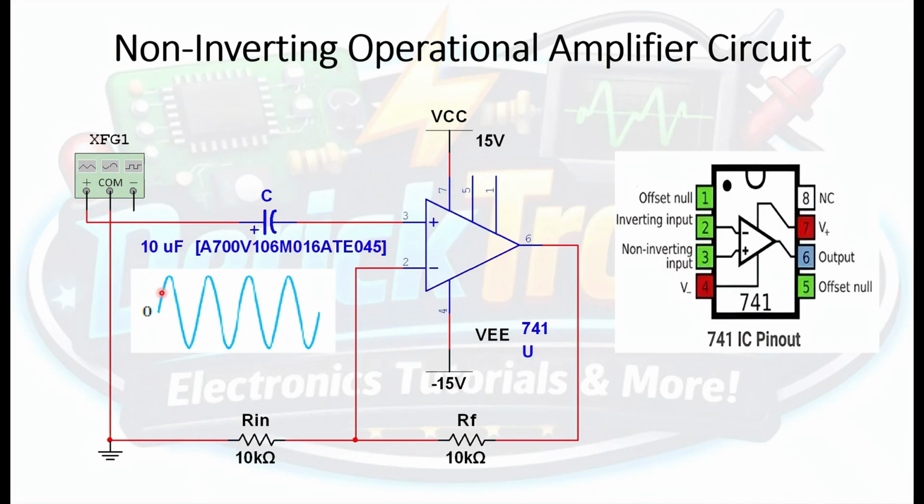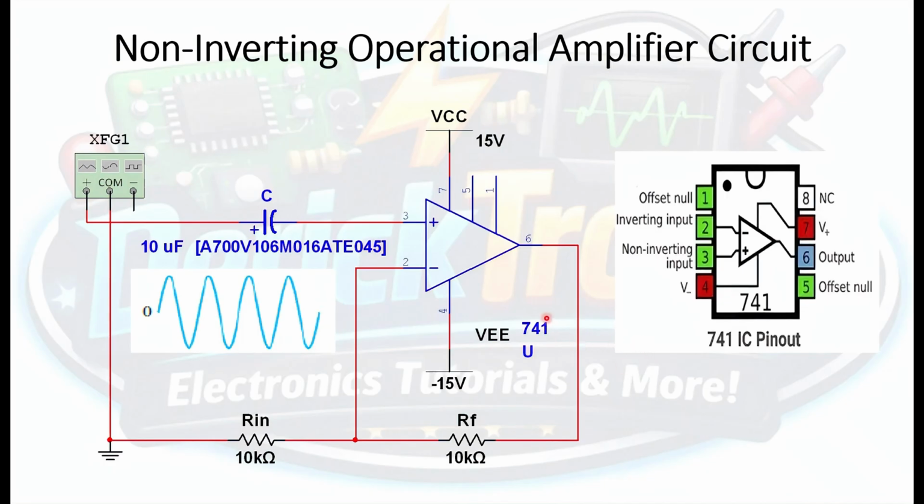Now, just like the inverting op-amp, since this is also an amplifier circuit, we should expect that here at the output on pin 6, if I connect an oscilloscope here, the waveform at pin 6 would be an amplified version of the input waveform that we will see from the function generator. It's amplified.